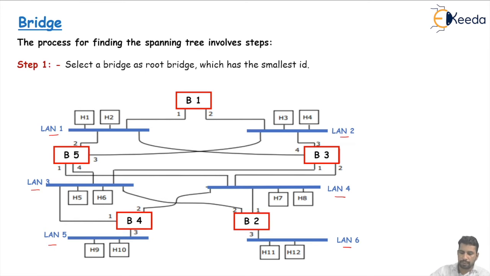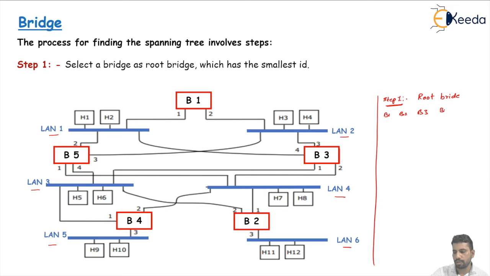The process involves a number of steps. Step number 1 says select the bridge with the smallest ID as the root bridge. Here we have 5 bridges: bridge number 1, bridge number 2, bridge number 3, bridge number 4, and bridge number 5. We will choose the root bridge with the lowest index, so bridge number 1 is our root bridge. We choose bridge number 1 as the root bridge. First step is done.